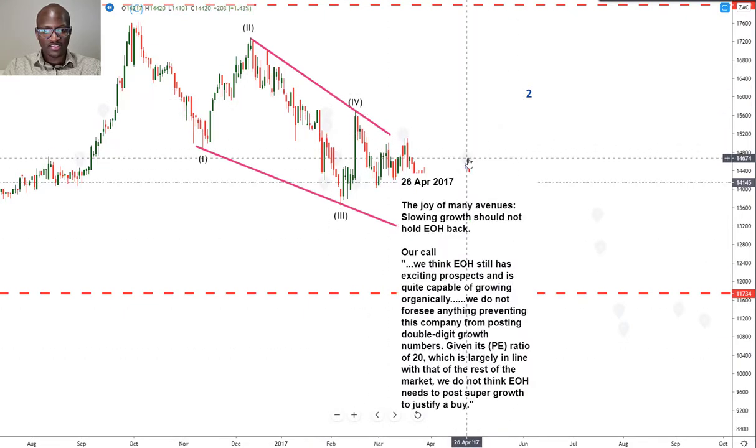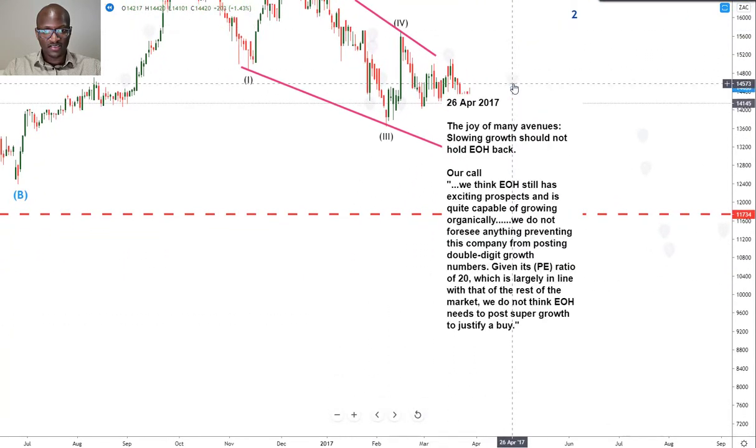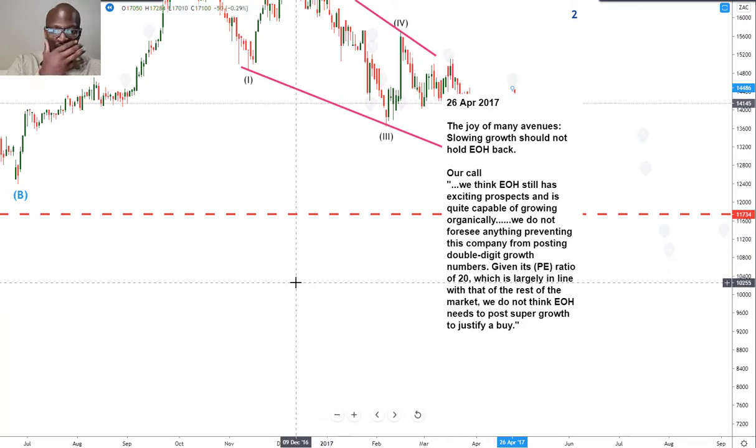Okay, and then on this day, 26th April 2017, another news article: "The joy of many avenues, slowing growth should not hold EOH back." Again, positive news headlines.